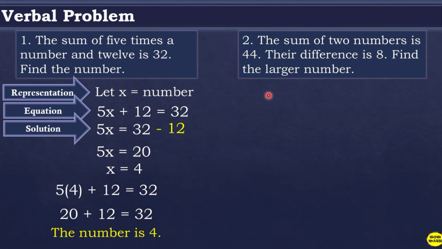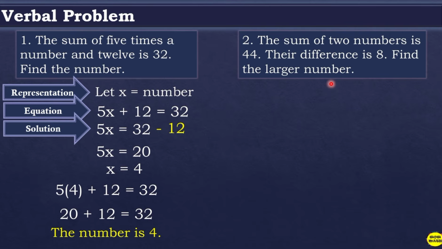Next. The sum of two numbers is 44. Their difference is 8. Find the larger number. So, in this problem, we are looking for two numbers. Okay? Pag nahanap na natin yung dalawang number na yon, tsaka natin pipiliin yung larger number. Yun ang magiging sagot natin.